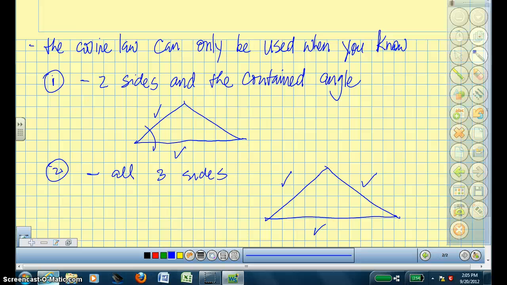Now, how can you recognize when you can use cosine law? Well, the cosine law can only be used when you have the following two conditions that are met. So the first condition is you have two sides and the contained angle between the two sides, as you see here. So here's the angle and two sides. So the angle is contained within the two sides. The other option in which you can use cosine law is you have the measurements of all three sides and you don't have any angles.